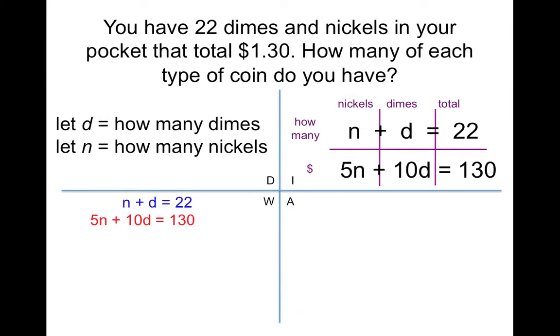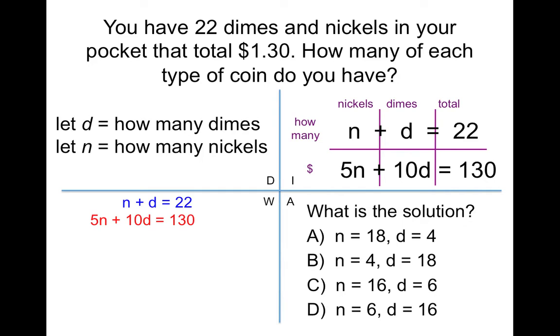So now we're ready to write and solve the system of two equations. Use your favorite technique for solving a system of equations and choose the solution. The numbers that solve this system are 18 nickels and 4 dimes.